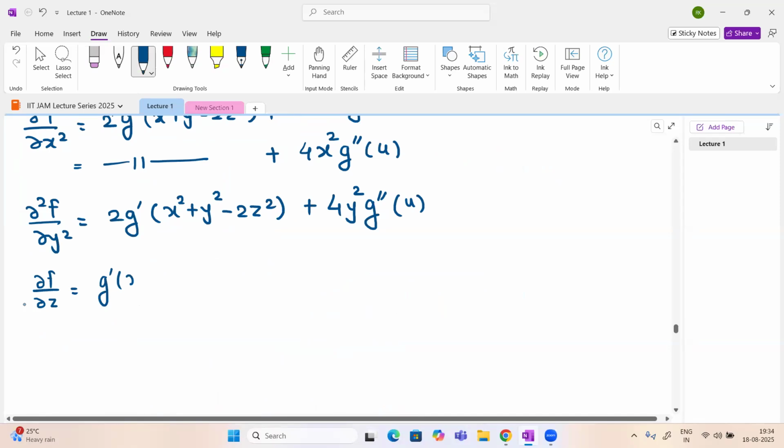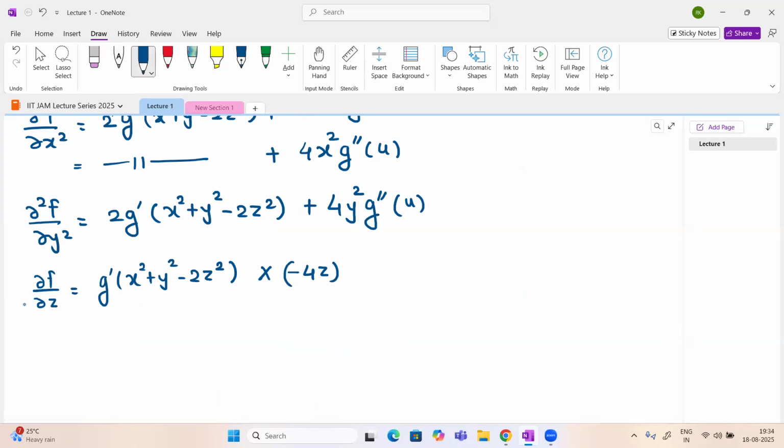g dash of u, where u is x square plus y square minus 2z square, into the derivative of this bracket, which is minus 4z. Using the chain rule, I got this one, but I am interested in the second order partial derivative. What will it be?